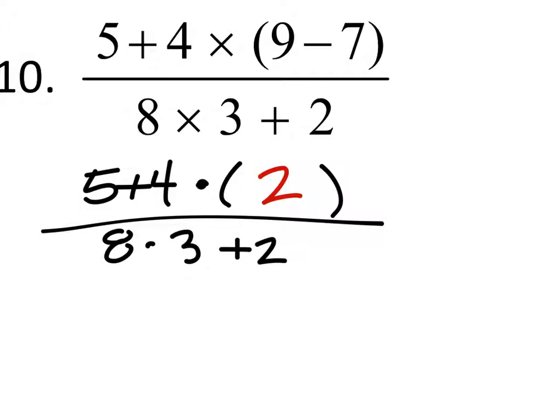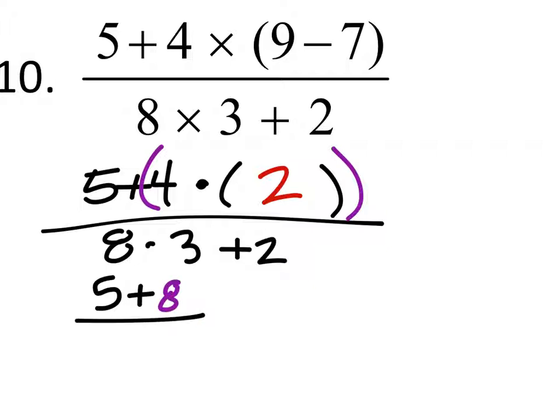So from here, we're just looking for exponents, which there are none. And from there, we're looking for multiplication or division in either the numerator or denominator first. So we can see that we got this 4 times that 2. So that would be 5 plus 8 now. Over in the denominator, I've got this 8 times 3, which is 24. There we go. Plus the 2.